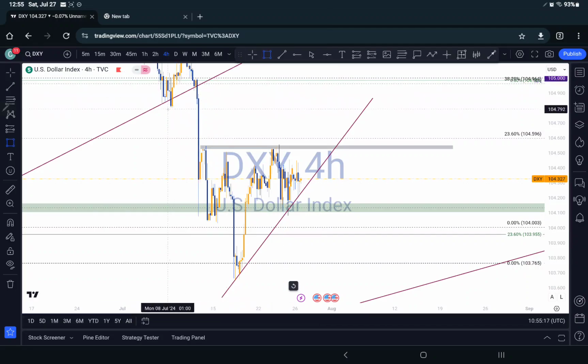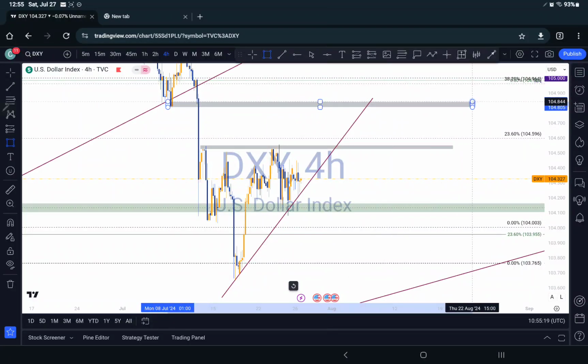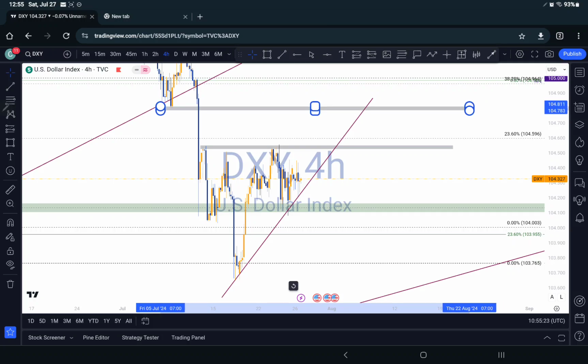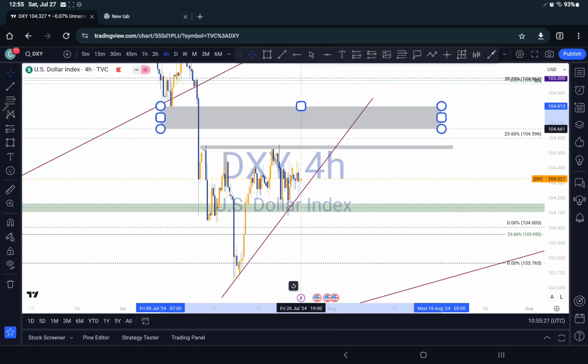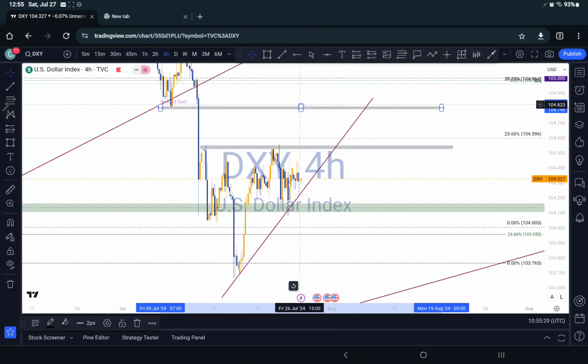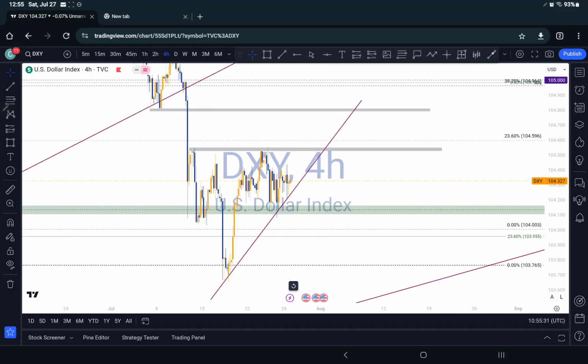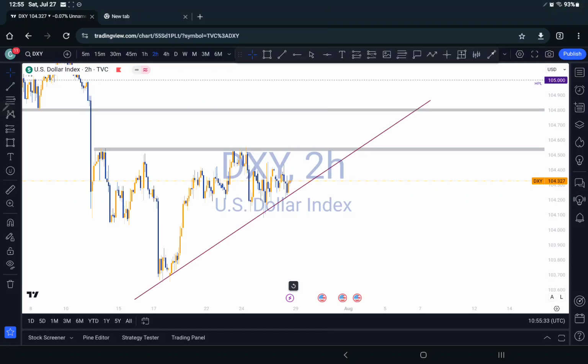I'm just going to draw another zone right around this area right here, because that's an imbalance that hasn't been filled yet. So there is that possibility of it coming to that area right here to fill that imbalance. That would be a good target if we're going to take our target right there.